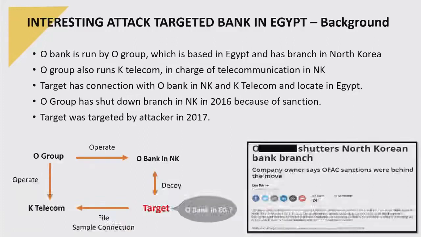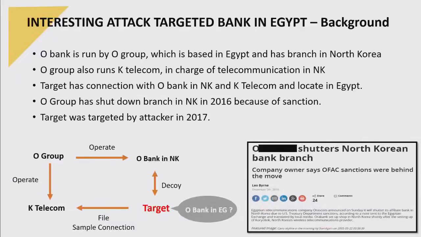This O Bank is run by the O Group, which is based in Egypt and has a branch in North Korea. This O Group also runs a telecommunication company in North Korea called K Telecom. When we investigated, we found several pieces of evidence proving that this target has connections with this O Bank in North Korea and also the K Telecom company located in Egypt. And the target is located in Egypt. The O Group shut down their branch in North Korea in 2016 because of the sanctions applied on North Korea.